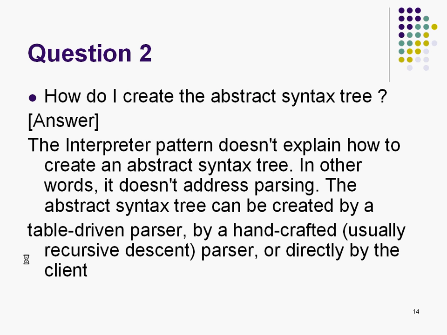The second question is, how do I create the abstract syntax tree? The way we created the abstract syntax tree was very basic and is impractical. So the answer here is, the interpreter pattern does not explain how to create an abstract syntax tree. That is something which is out of the scope. It does not address the parsing of the Boolean expression. The abstract syntax tree can be created by a table-driven parser or by a handcrafted parser, like generally you have this recursive descent parser. So these can be used to create an abstract syntax tree like the one which we saw.